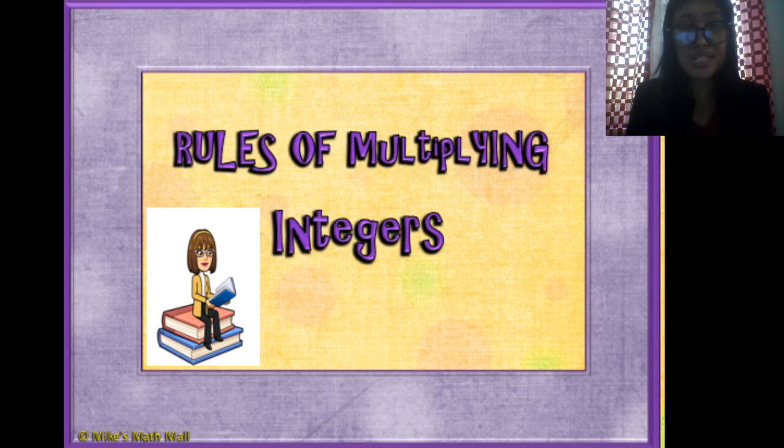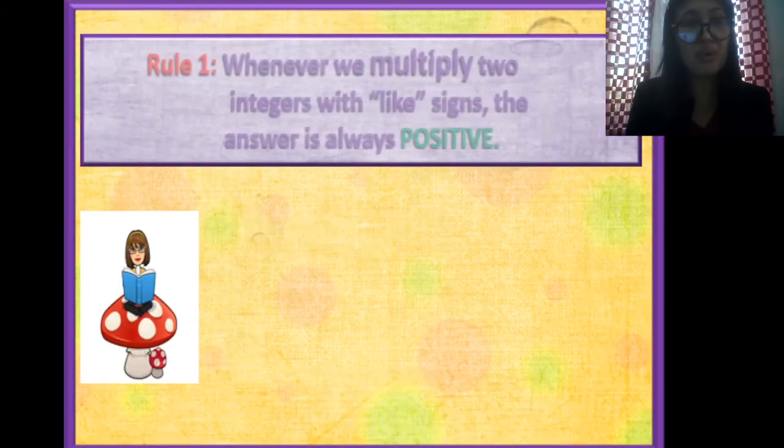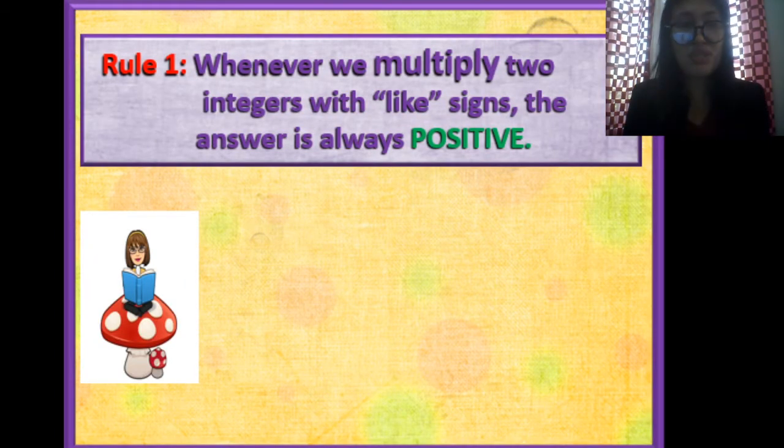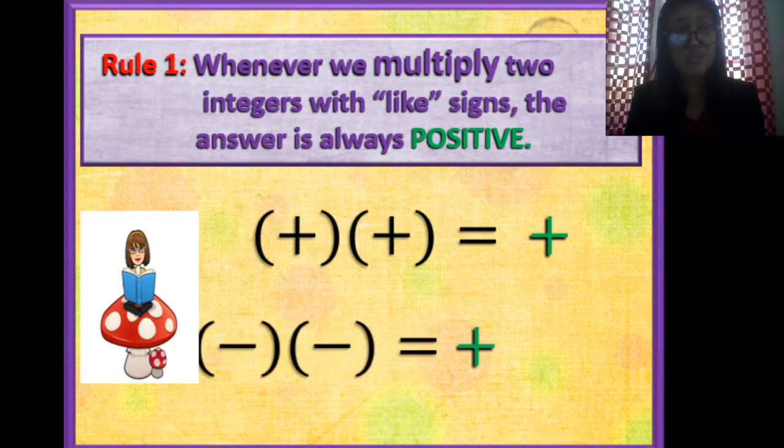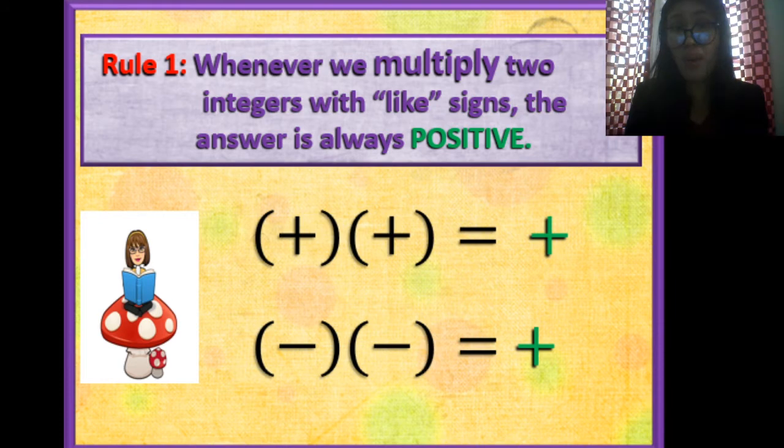So, for our rules for multiplying integers, we have rule number 1. Whenever we multiply two integers with like signs, the answer is always positive. Like signs means that when we multiply two positive integers, the product is always positive. Like signs also means that when the two integers we are multiplying are both negative, the product is positive. That's rule number 1.